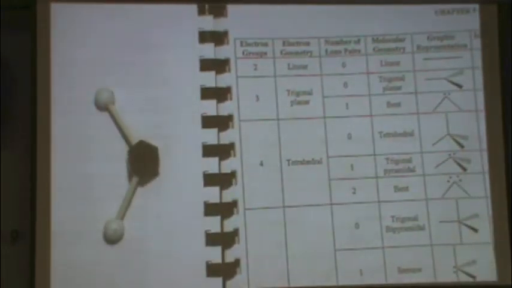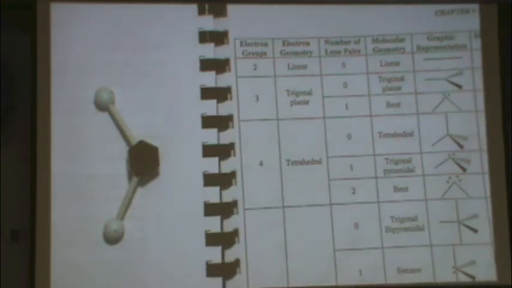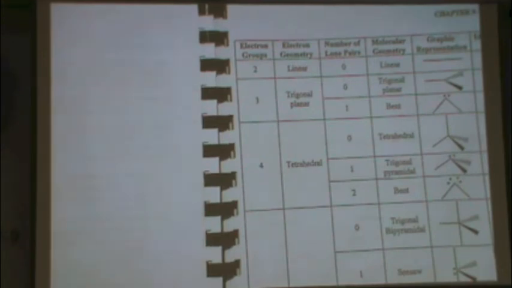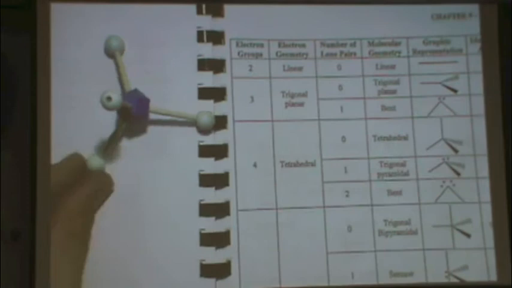The electronic name is still trigonal planar, but the molecular geometry name is now called bent. So it has 2 different names, depending on if we're referring to the electronic geometry or the molecular geometry. If you take a look at tetrahedral, let's go back to tetrahedral. There's tetrahedral right here.